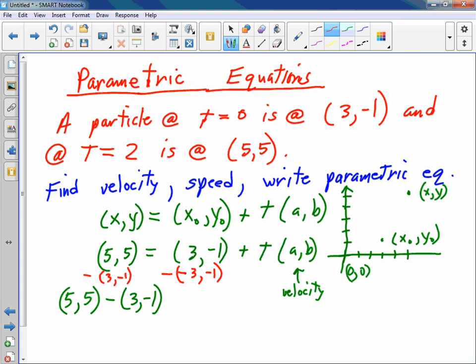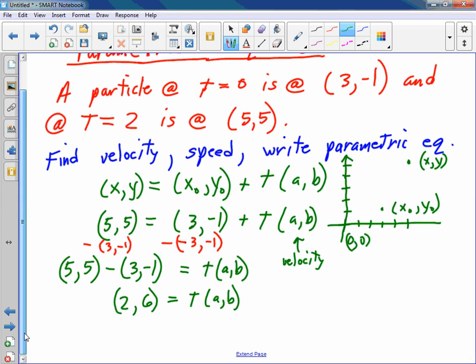Yeah. So 5 minus 3, 5 minus -1, equals t times AB. Okay, so then we can say, let's not mix apples and oranges. 5 minus 3 is 2, and 5 minus -1, watch your signs. When bad things happen to bad people, that's good. Okay, that's 6 equals t times AB. Okay, so far so good.